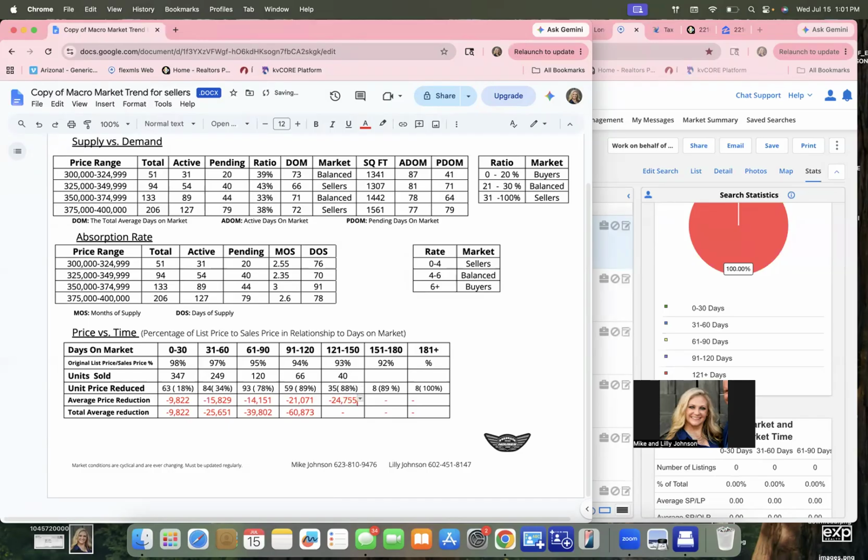which I'm going to add to the 60,873. 24,755 plus 60,873 is 85,628, the total average price reduction up until now. Okay, all right.